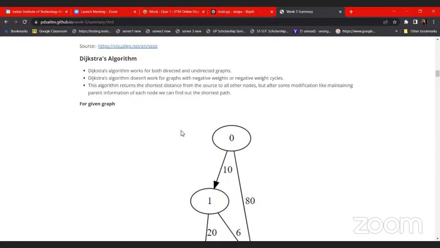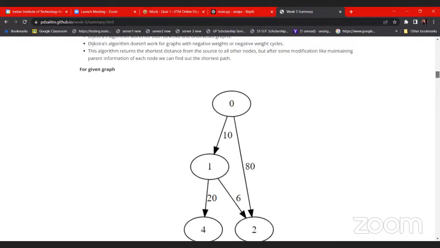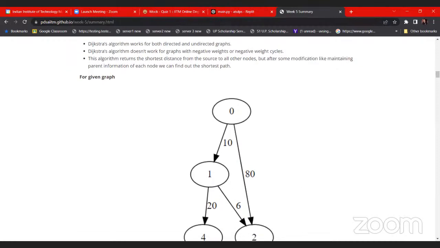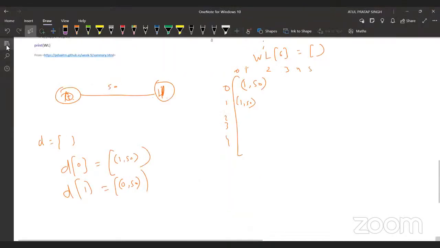If our graph contains negative edge weights, Dijkstra's algorithm may return a wrong answer in some cases. So we can say that it does not always work correctly on negative weights or negative weight cycles. So what is a negative weight cycle in a graph? Can anyone tell me what a negative weight and a negative weight cycle are?